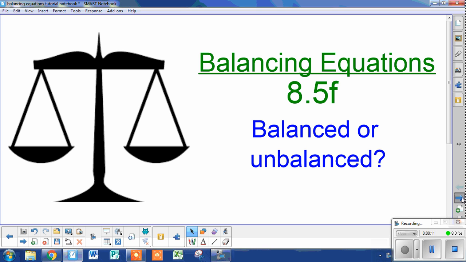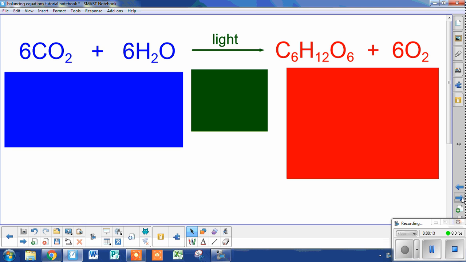All right, the first thing I want to talk about is a chemical equation or a chemical formula. So remember, this is our chemical equation for photosynthesis, and hopefully it looks super familiar. I'm going to talk about why I have things color coded and what that means.